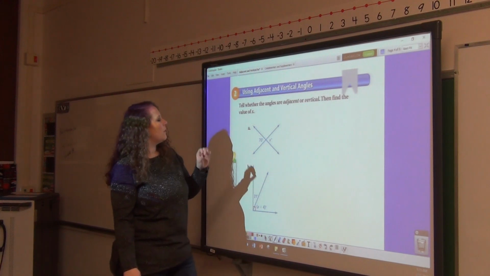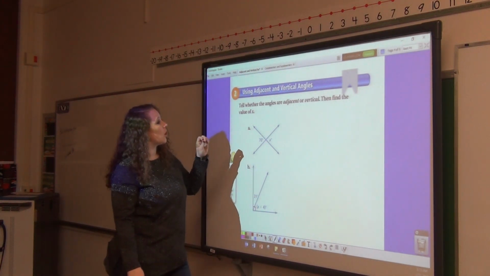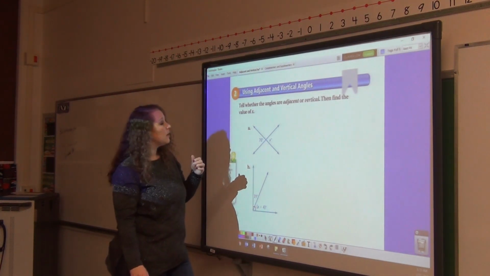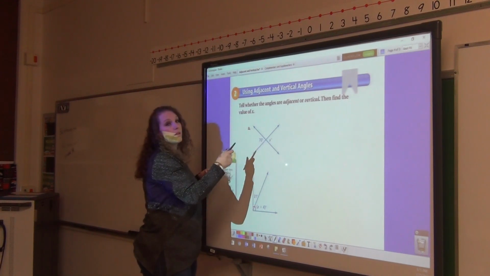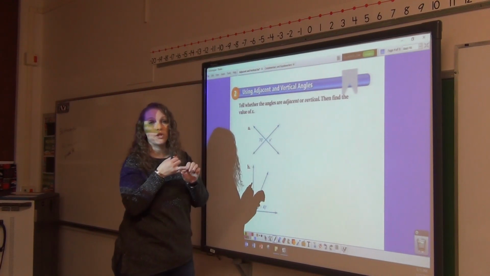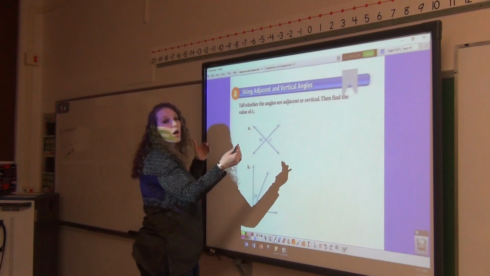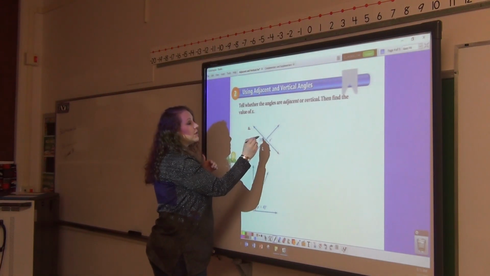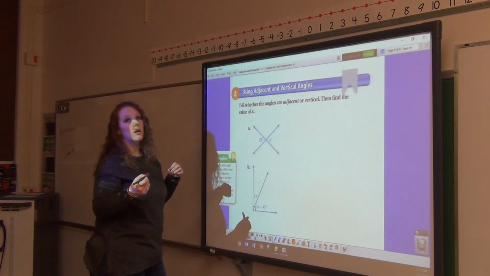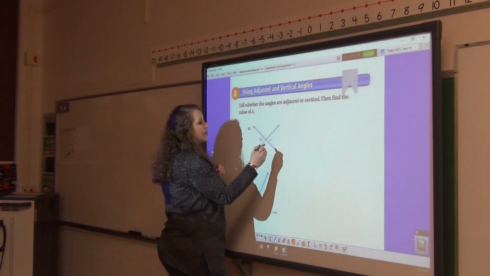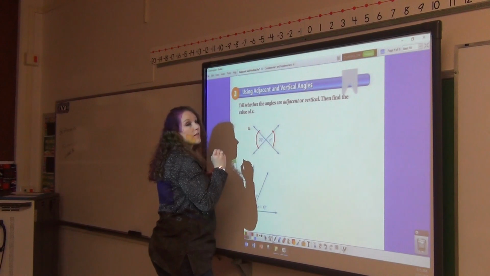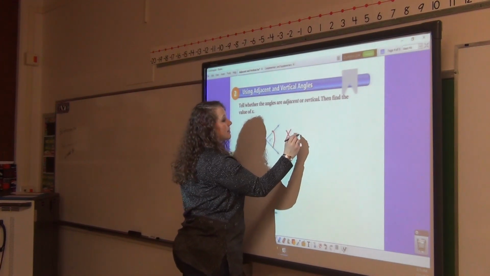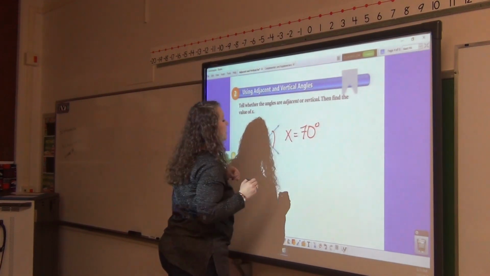Alright, so I want you to tell me whether these angles are adjacent or vertical. So we're looking at these two. They are not next to each other, they don't share a side, they don't share a vertex, but they are opposite angles formed by two intersecting lines. So these two angles are vertical. And X, because they are vertical, they are congruent. So X equals 70 degrees.